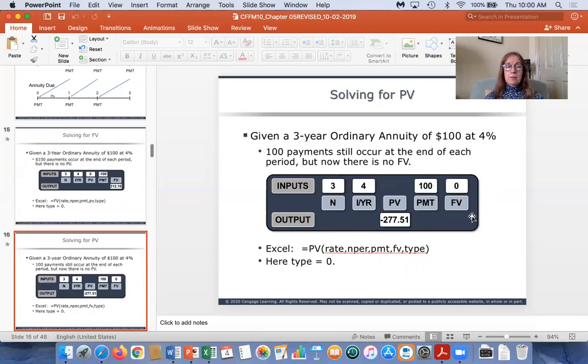The next slide: what's the present value of an annuity? What this is asking is, if I want to be able to take out $100 a year for 3 years, how much do I have to put up today? Again, you put the inputs in. If we put $277.51 in an account that's earning 4% over 3 years, I would be able to withdraw $100 a year at the end of each year. And then at the end of the 3 years, it'd be worth 0.